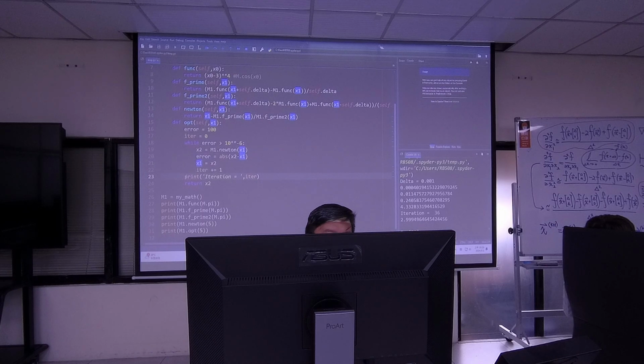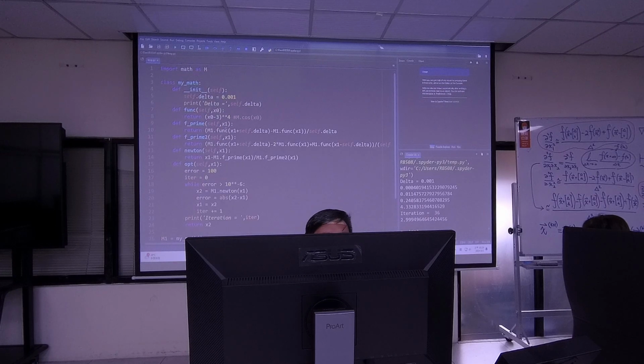Over here, before I stop this function, I will print out how many iterations have been utilized. So it will show you how many iterations the while loop ran. And at the end, return the final value of x2. Okay? So let me show you on the right hand side.